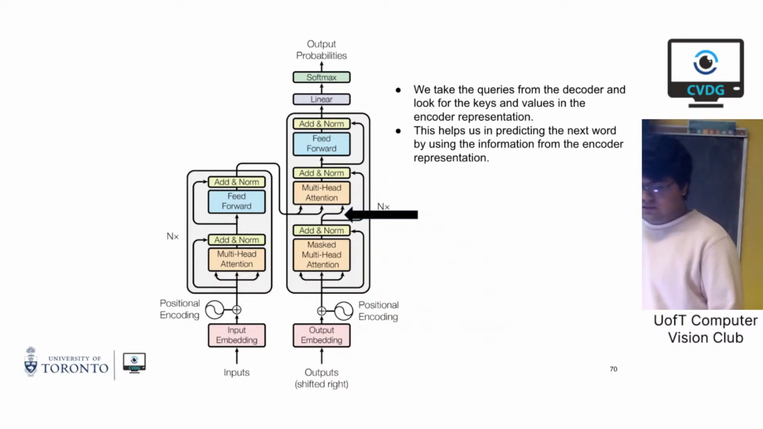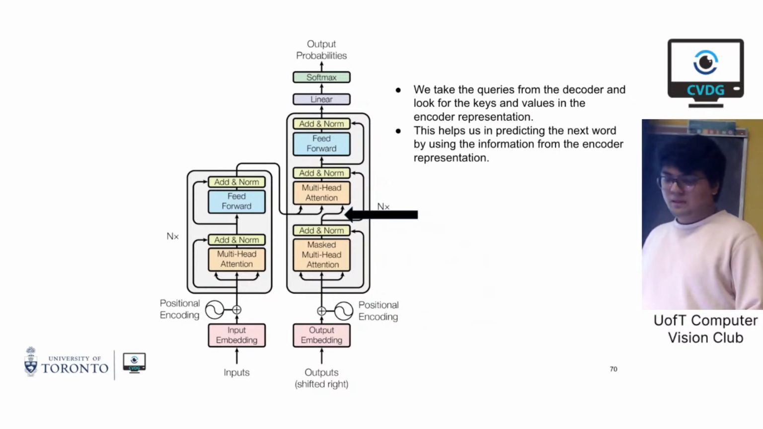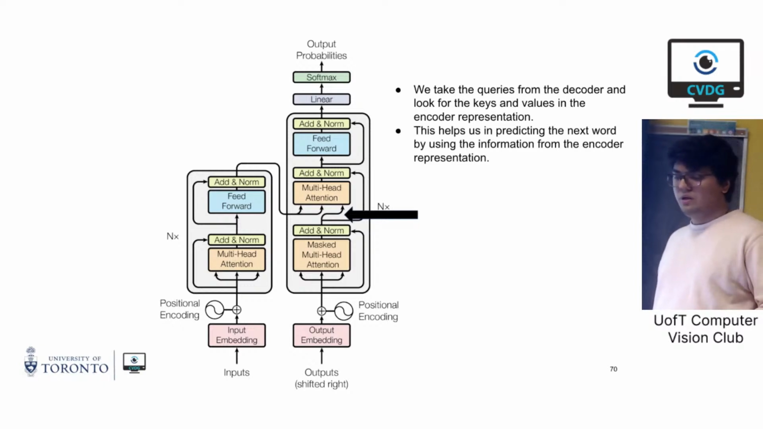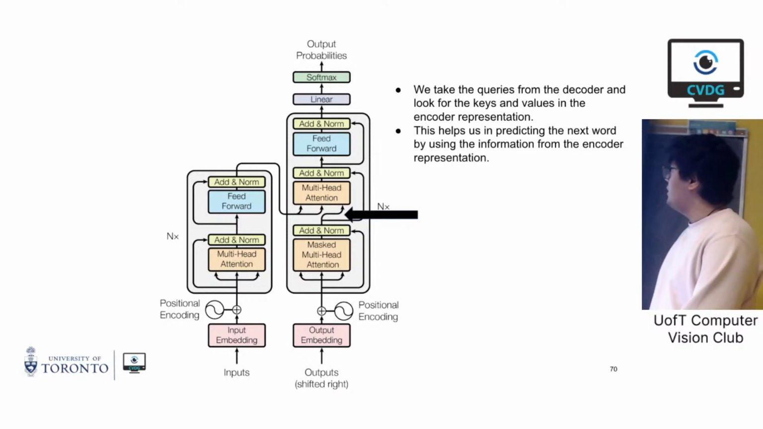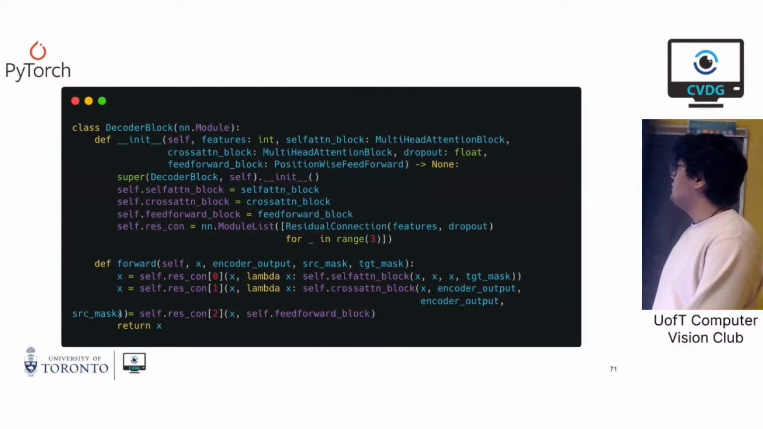So we take the query from the decoder and the keys and values from the encoder. This basically helps us to take the representation from the encoder and use it to predict the next word using the query of the decoder. This is the code for it.